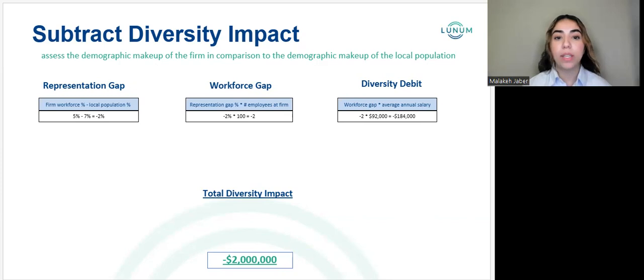Our final step is to determine the diversity debit. So you take the workforce gap we just calculated, that negative 2, and you multiply it by the average annual salary, in this instance, $92,000. We then reach a figure of negative $184,000. And you do this for the entire firm and all demographic groups, and you sum all of those figures up. Ultimately, we reached a figure of negative $2 million.